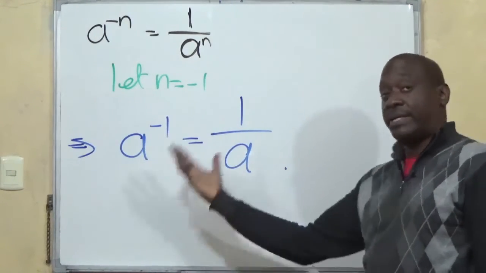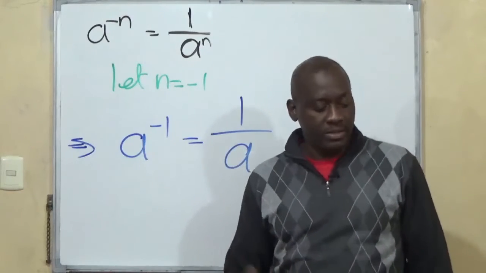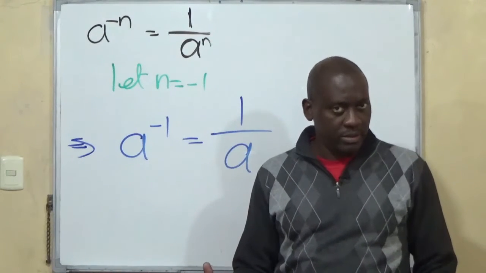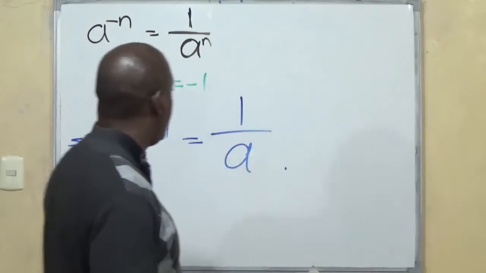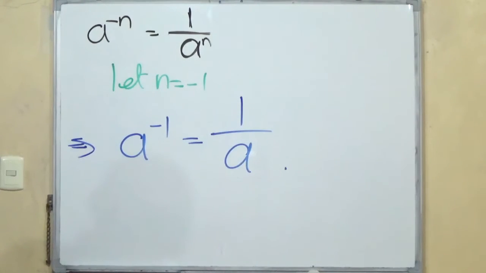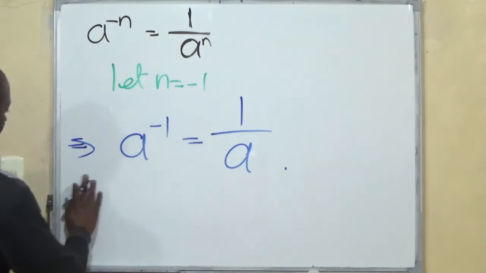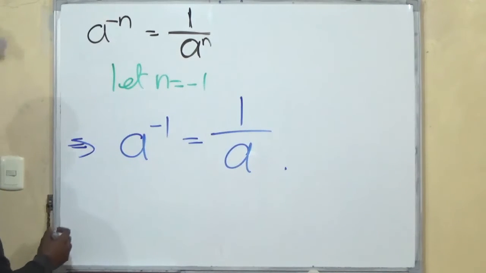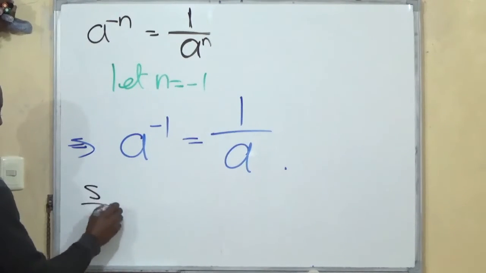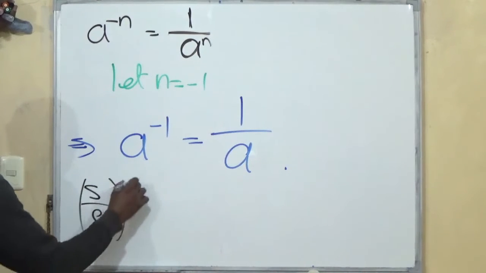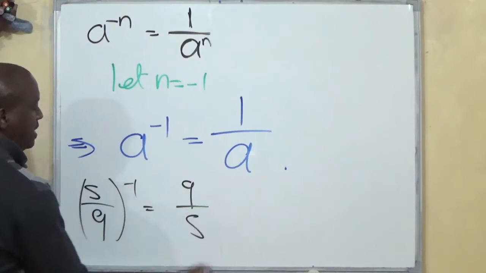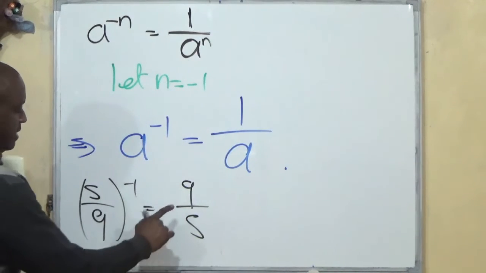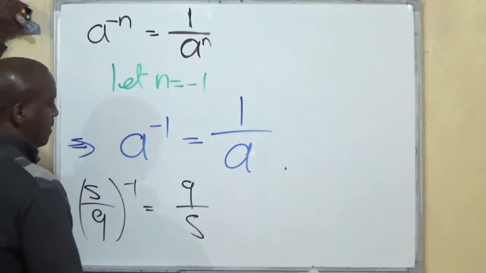And we just went through some examples using numbers, using letters. We didn't do any using letters and numbers. Let me do our combo now. So if we have, let us say, s over 9 to the power of minus 1, that is simply equal to 9 over s. That's not a 5, that's an s.